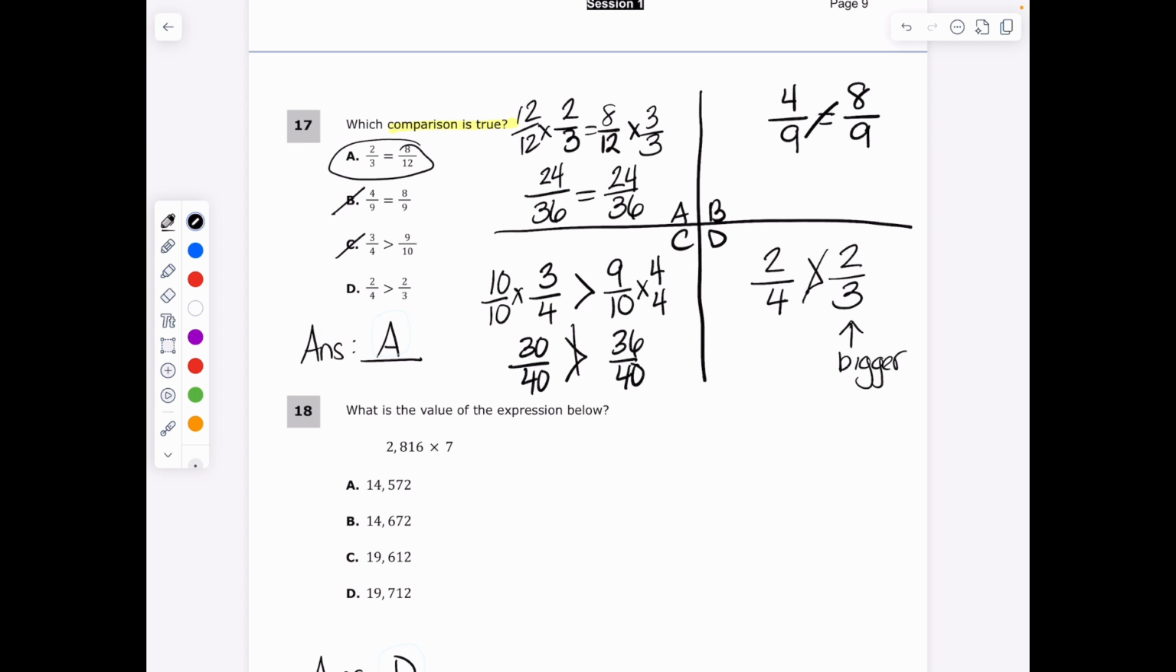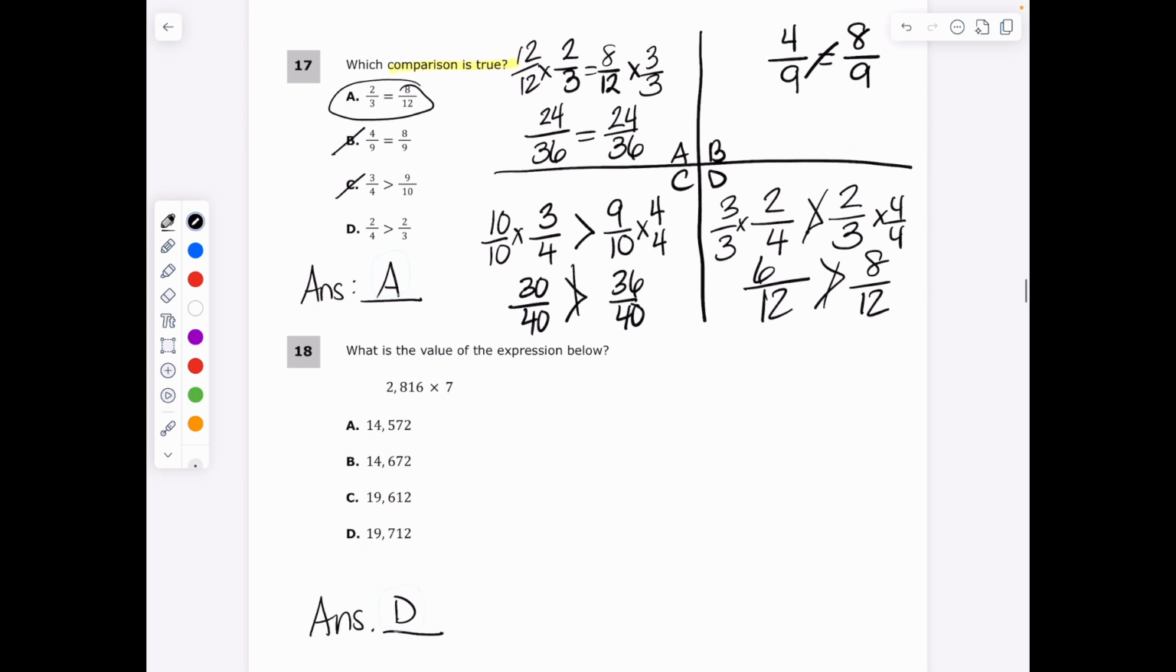Now, if that didn't make sense to you, you could still use the other method and just multiply by 1. I want both denominators to be 12. So 6 and 8. All right, 6 is not greater than 8, so there you go. Not true. All right, so you have some thinking that can be used to help you compare fractions. Let's look at the next one.